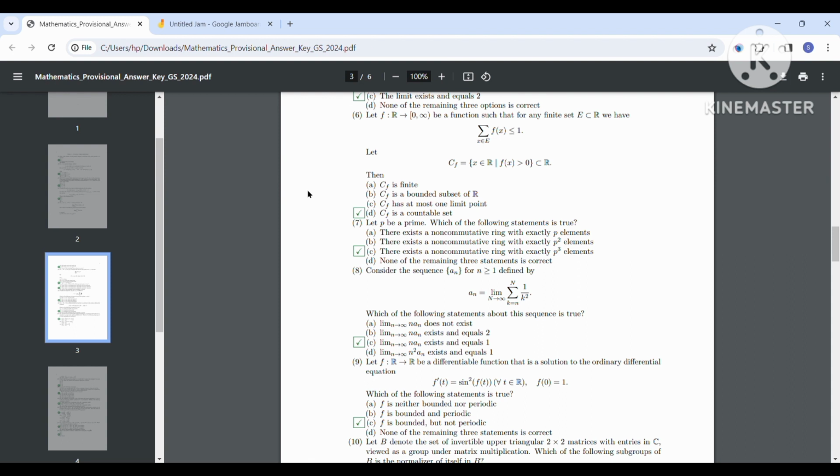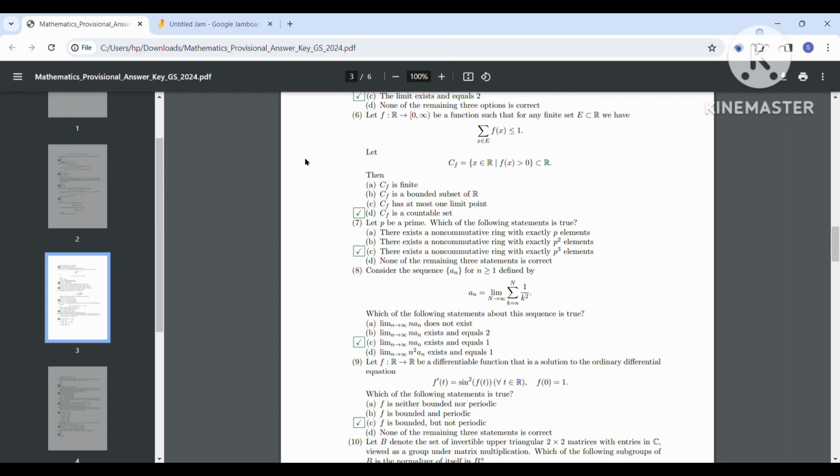So problem number 6 says that f is defined to be a function from R to the non-negative reals such that for any finite set E, the summation of f(x) over x belonging to E is less than 1. We have to consider the set where f takes a non-zero value, and what can you say about that set?